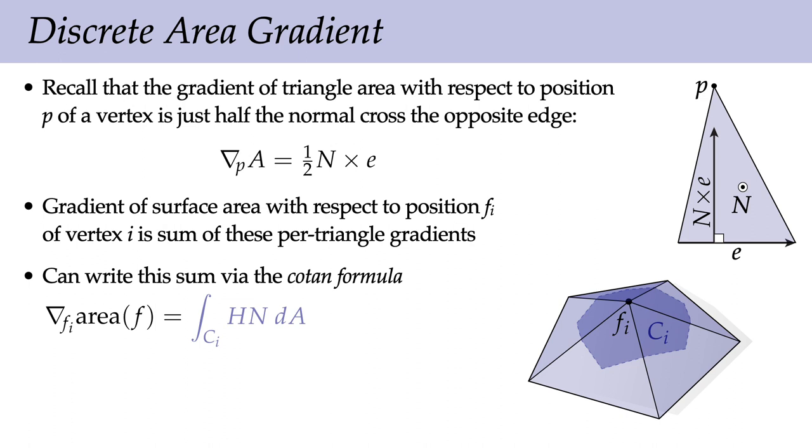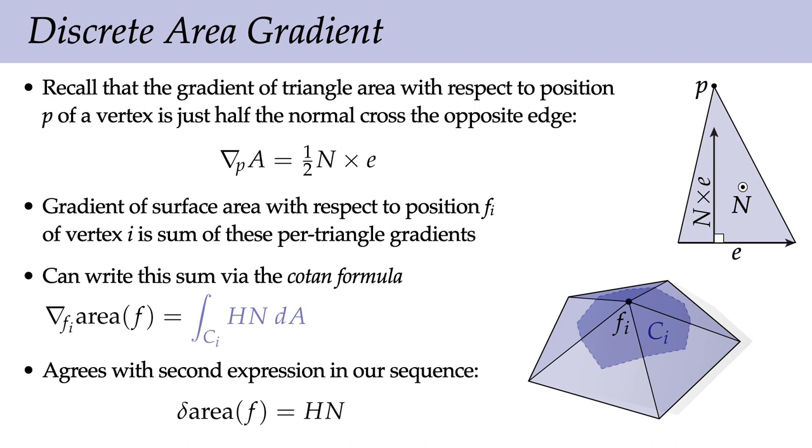Okay, so there really is something natural about the expressions we're getting. They're not arbitrary. They're not just one of a zillion possibilities. They really do arise in a very organic way. In particular, we now have an analog in the discrete case of the second expression of our sequence, that the variation of area is equal to the mean curvature normal.